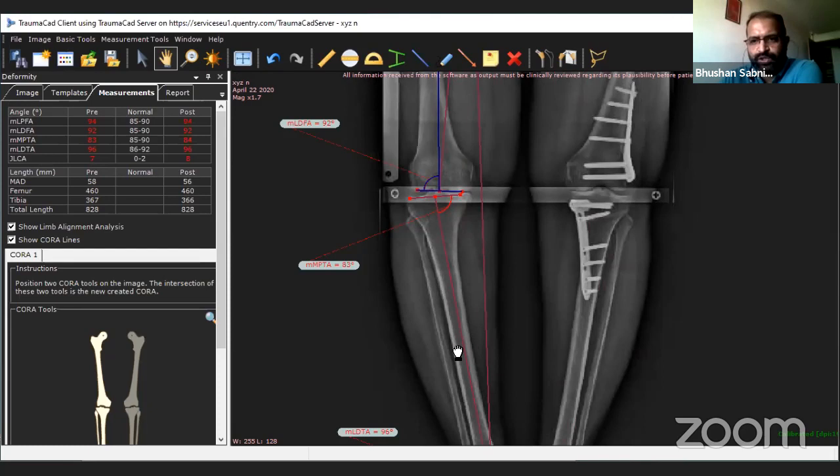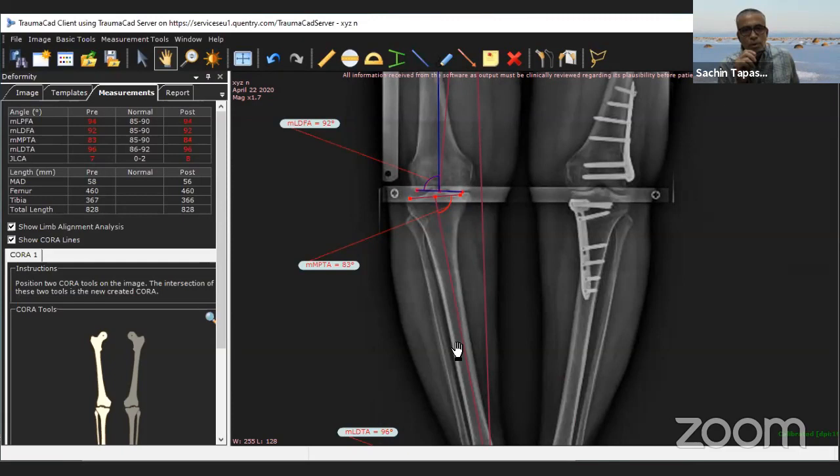So if you try and correct everything in the tibia here, you will end up with an oblique joint line and a poor result. So that is why the importance of planning cannot be underemphasized, especially when we are dealing with a varus deformity. So this is a perfect example that will require a double level osteotomy to correct and realign his leg. So on the femoral side, it is around how much? Around 87. So there is 5 degrees of deformity in the femur, and there is about 4 degrees deformity in the tibia, 4 to 5 degrees in the tibia.